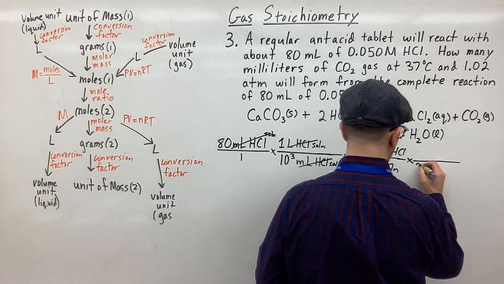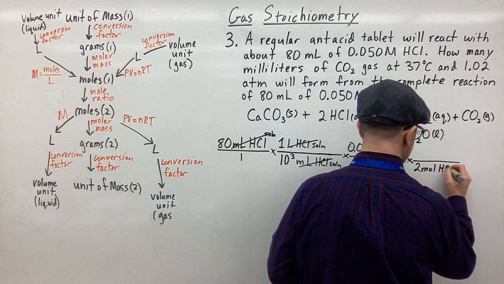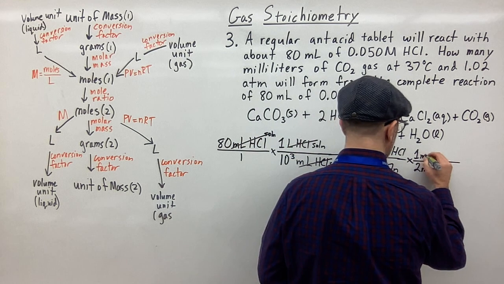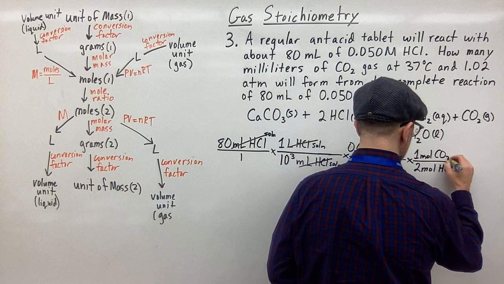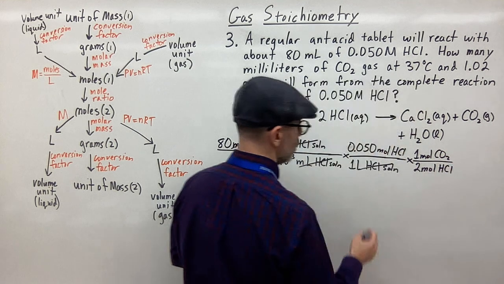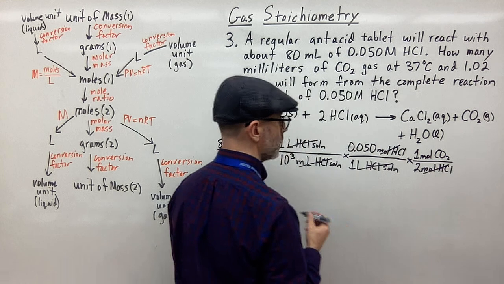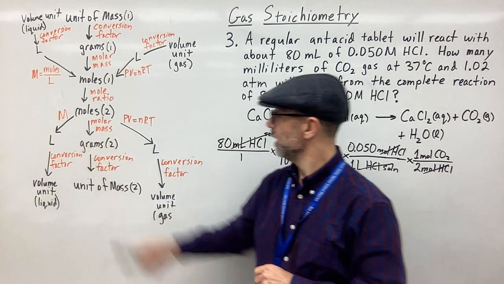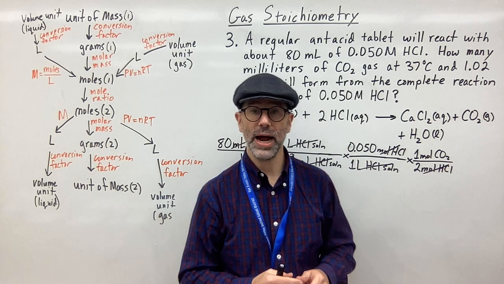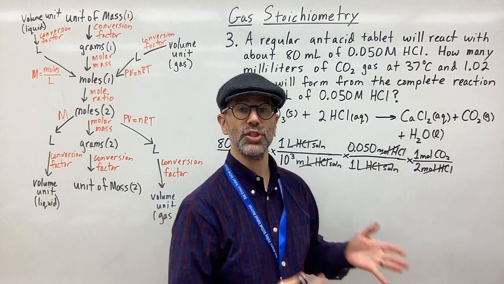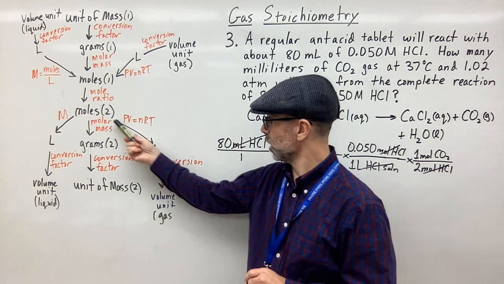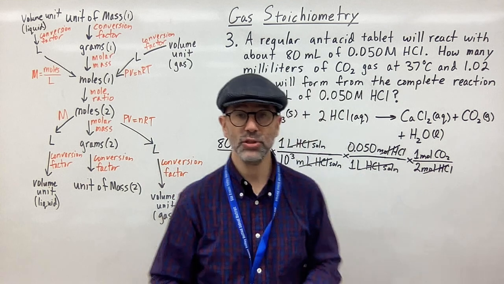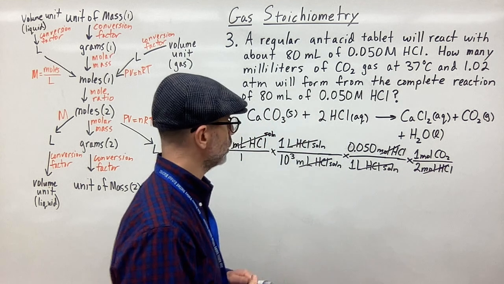So it's going to be 2 moles of HCl on the bottom because I have moles of HCl on top. Those are going to cancel out. And I have 1 mole of CO2 on the top. So moles of HCl will cancel out. And now I have moles of CO2. Now I'm here at moles of substance 2. And now I want to get to the unit they're asking me for, which is milliliters of CO2 gas. So I'm going to have to start this way. I got to use my ideal gas law equation to convert moles to liters.